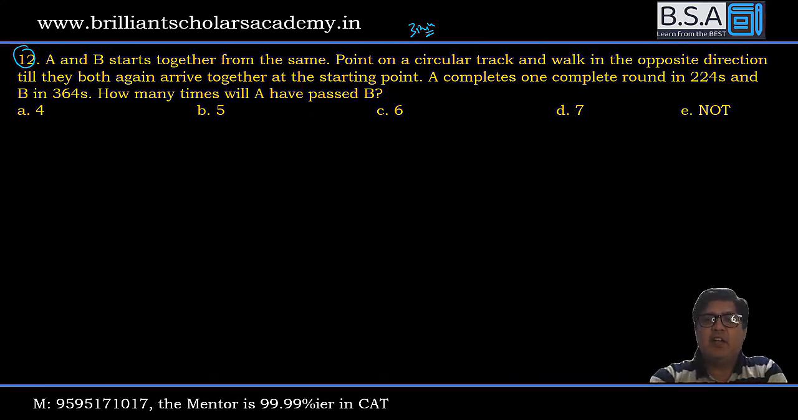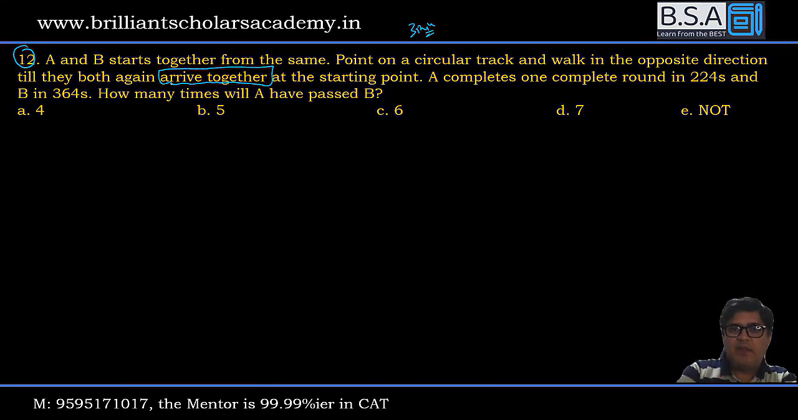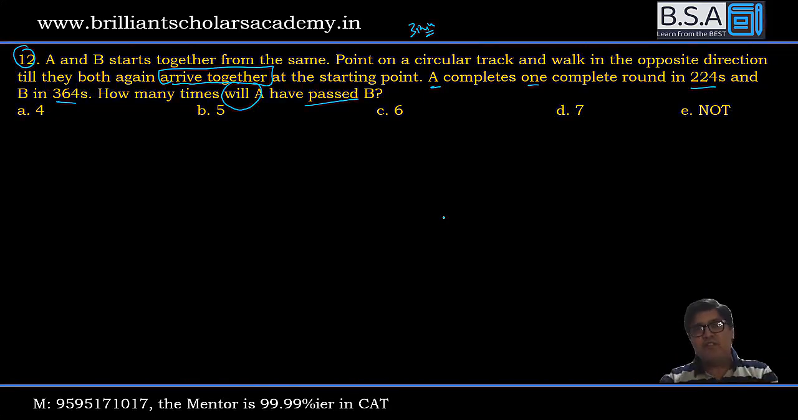A and B start together from the same point on a circular track and walk in opposite directions till they both arrive at the starting point. They have to arrive together at the starting point. A completes one round in 224 seconds. B completes in 364 seconds. Throughout this journey, how many times will A have passed B?